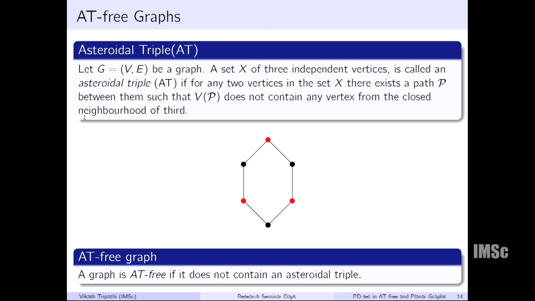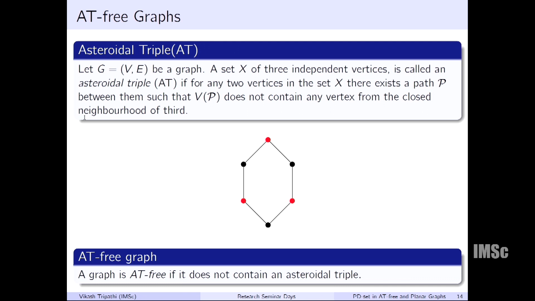So what is an asteroidal triple graph? In a graph, let S be a set of 3 independent vertices. This set S is called an asteroidal triple if for any 2 vertices in the set there exists a path that avoids the closed neighborhood of the third. So this set is called an AT. For example, in this graph, the vertices colored red form an AT. And a graph is AT-free if it does not contain an asteroidal triple.